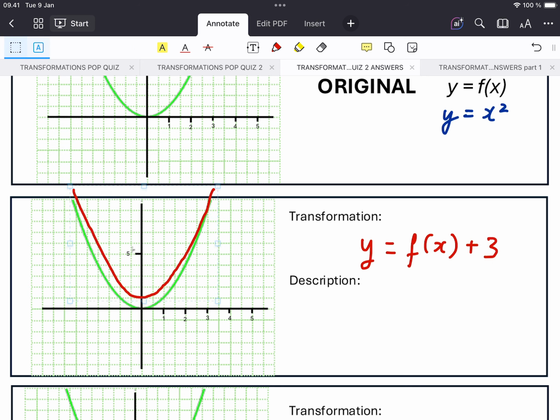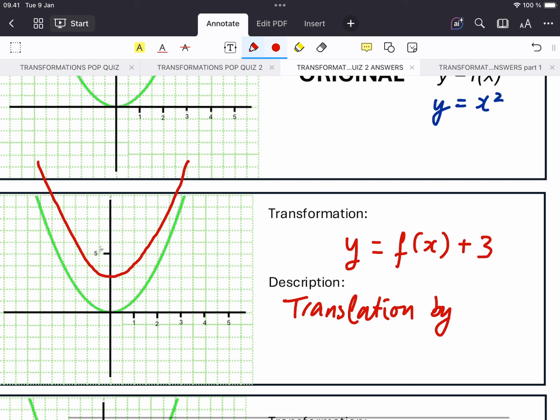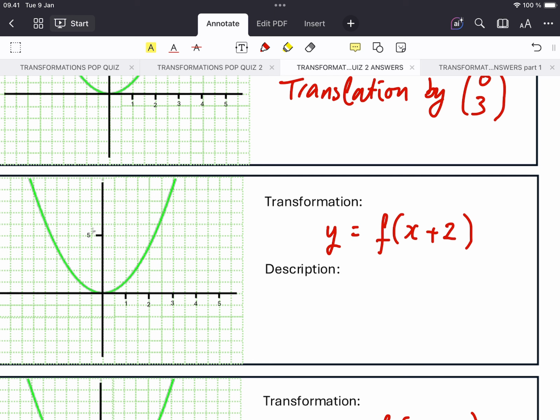So again, that's a translation. You can say 3 units up, or you can actually write a vector translation by 0 units across and 3 units up. Next one, y equals f of x plus 2 in brackets. So that is going to be something that shifts the original graph. Let's just get my pen on there. Try and draw that a bit better.